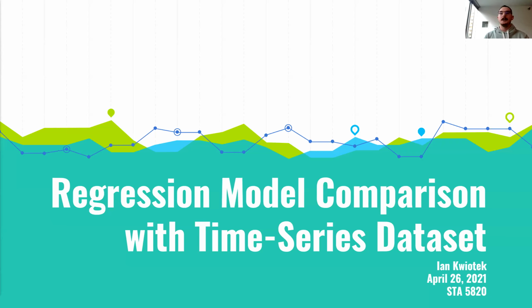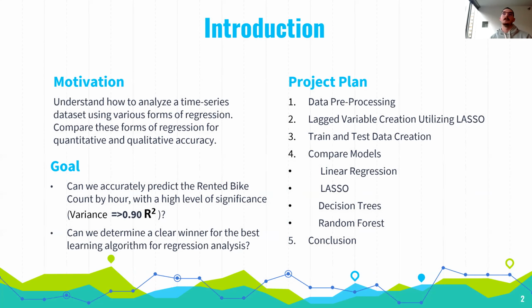So hello, my name is Ian Kwiatek. I performed a regression model comparison with a time series data set. My motivation was to understand how to analyze a time series data set. I wanted to use various forms of regression, and then compare these forms of regression for quantitative and qualitative accuracy. My two goals for the presentation were to accurately predict the rented bike count by hour with a high level of significance, so variance being greater than or equal to 0.9, and also to determine if there was a clear winner for the best learning algorithm for regression analysis.